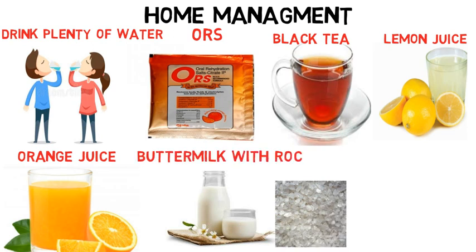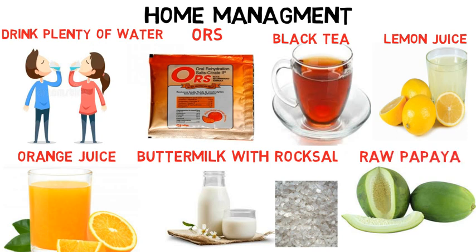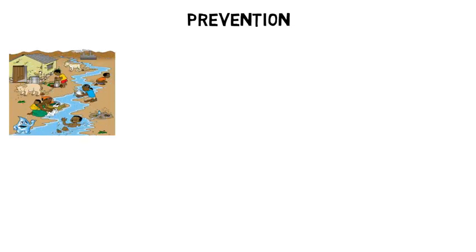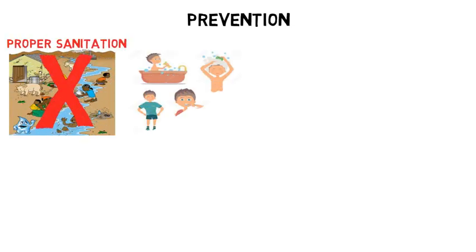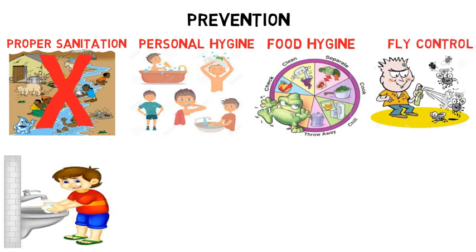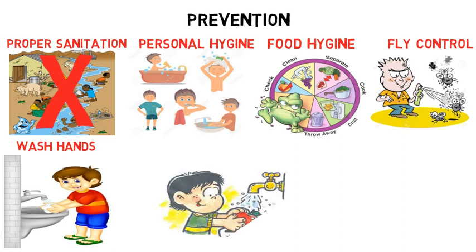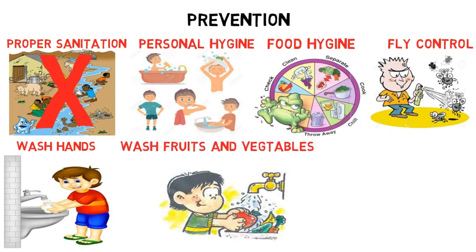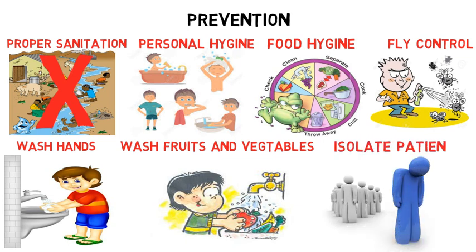Buttermilk with rock salt. Buttermilk is a probiotic that promotes digestion, and rock salt helps in reduction of inflammation. Raw papaya. It helps in reduction of stomach cramps. Preventive measures: proper excreta and water sanitation, maintaining good personal hygiene and food hygiene, fly control, washing hands thoroughly before and after food and after using the toilet, wash fruits and vegetables properly, isolate the infected person.